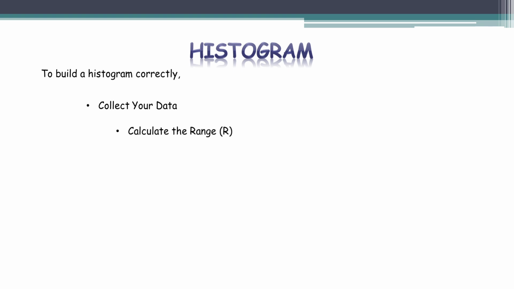From that, find the maximum value and the minimum value. To calculate the range, the formula is R is equal to maximum minus minimum. Now we got the range.